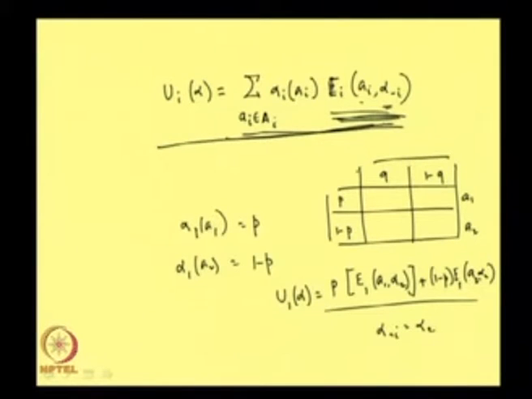Now, given this result that we have, suppose alpha star is a mixed strategy Nash equilibrium. Now, if alpha star is a mixed strategy Nash equilibrium, correspondingly there is some value of U1(alpha star), which is the payoff to player 1 in this mixed strategy Nash equilibrium.